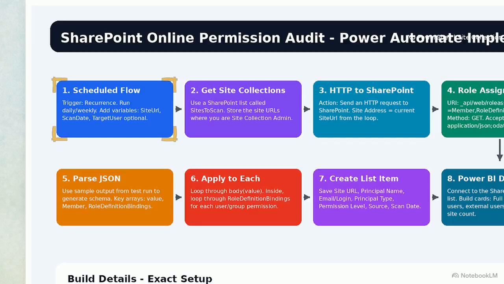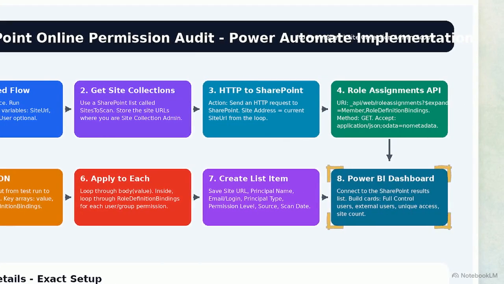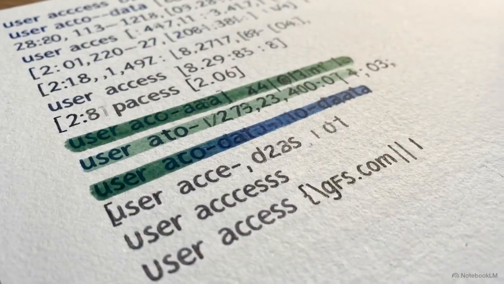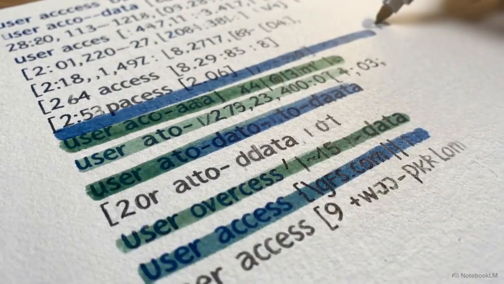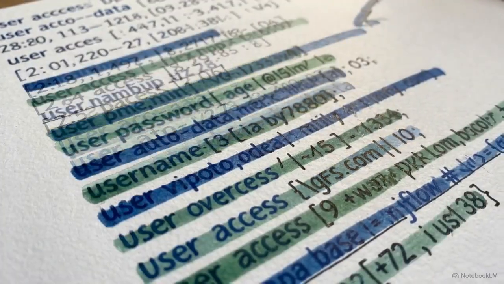site. This diagram outlines the complete architecture we're building today. We'll start on the left to schedule a flow, use HTTP requests and JSON parsing to extract the data in the middle, and finish on the right by mapping it to a Power BI dashboard. Setting up this entire flow replaces manual security checks with a concrete automated audit trail that updates itself.